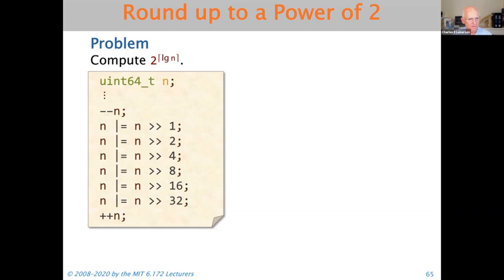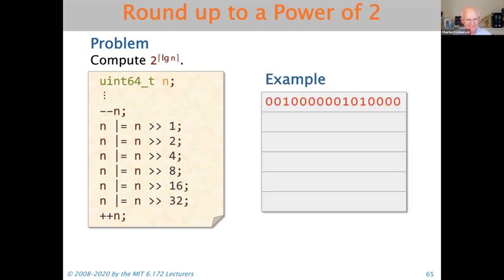We subtract 1 from n, then we OR n with n shifted to the right 1 position, then we OR n shifted to the right 2 positions, then 4, 8, 16, 32, and then we increment n, and that's our answer. Pretty straightforward, right? Okay, let's see what's going on with an example. We start with this number. The answer should have a 1 in the second bit position. That's the next largest power of 2. So let's execute the code, see what it does, and then reason about it.